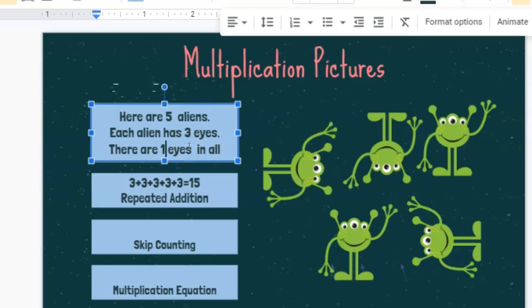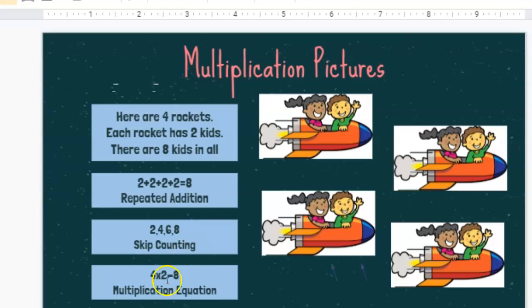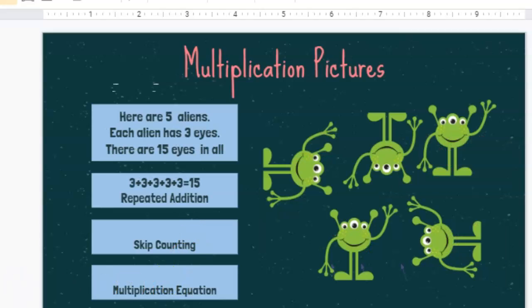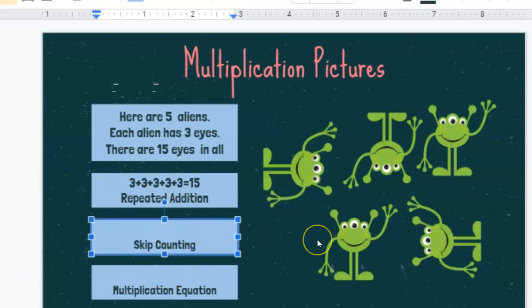And I'm going to replace this. Okay. So we have 3, 6, 9, 12, 15. Our multiplication equation is going to say we had 5 groups of 3, and that equals 15.